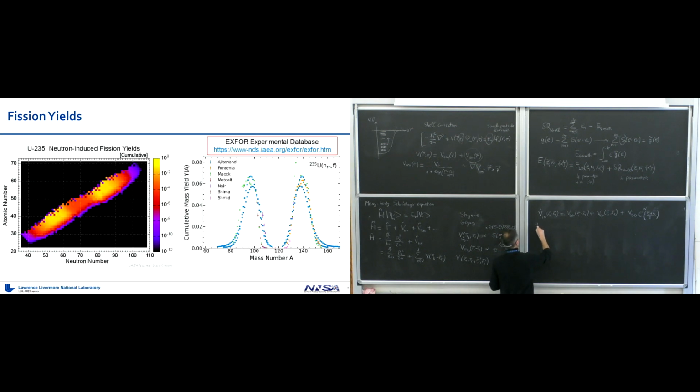So Hartree-Fock, which is not yet the exact building block of energy density functional methods. Energy density functional methods are going to be built out of Hartree-Fock-Bogoliubov. But to understand Hartree-Fock-Bogoliubov, you need to understand Hartree-Fock first.